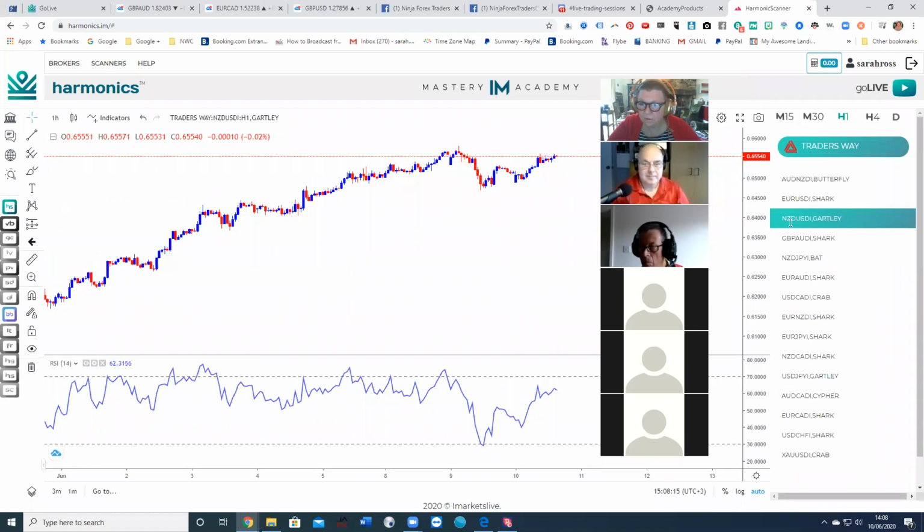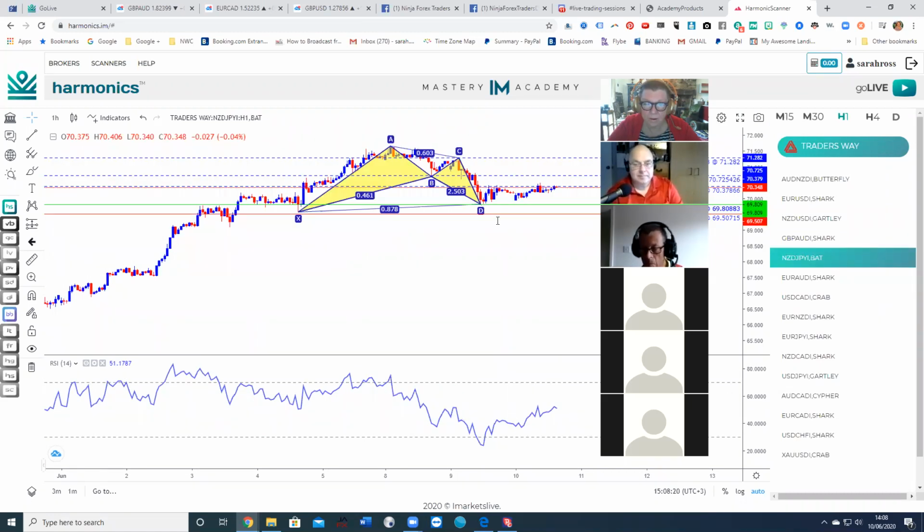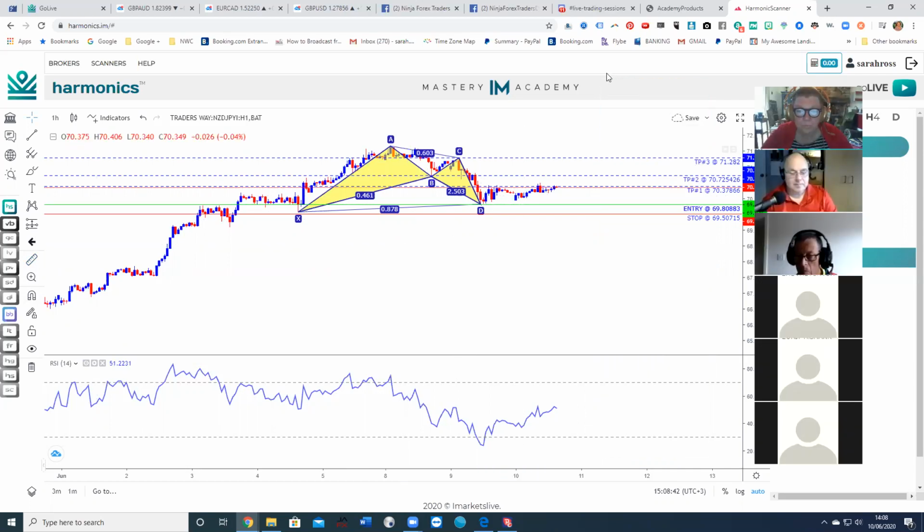NZD USD was too small. GA's too small. NZD JPY 143. I might have that one because it's quite far back. I don't know. NZD JPY from the 9th of June. I might check that in a minute. Okay. I think I put that in the group quite early this morning, I think. Yeah. Oh yeah, thank you. Right, great. I'll go and look.